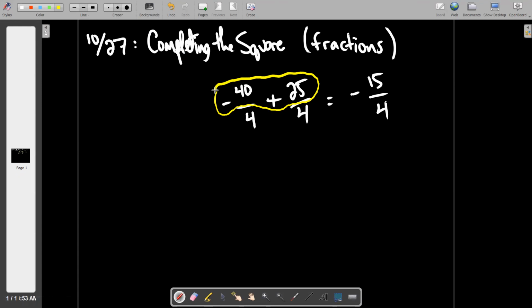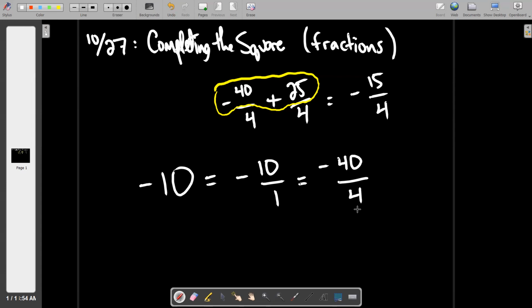What's up, dude? Because we had the number -10. So that's how he started. And then we turned him into a fraction of -10/1. And then we multiplied the top and the bottom both by 4, turning it into -40 over 1 times 4.